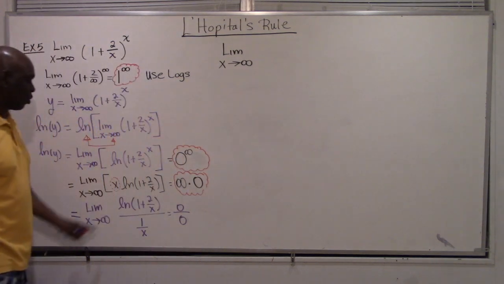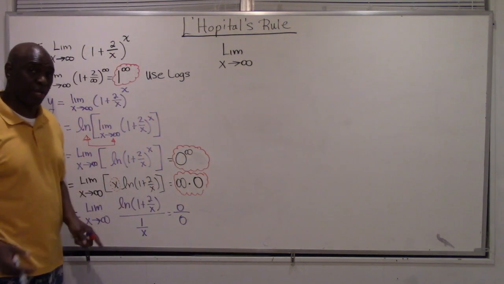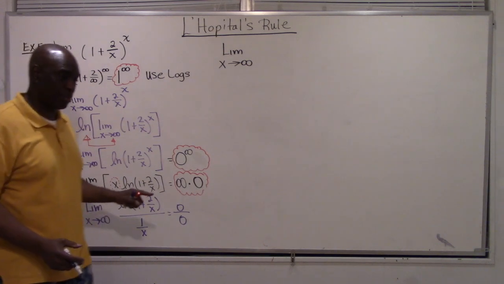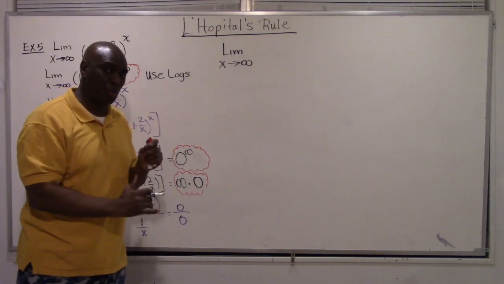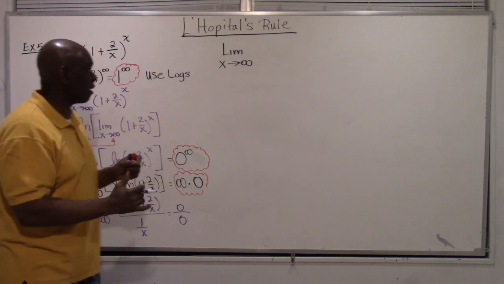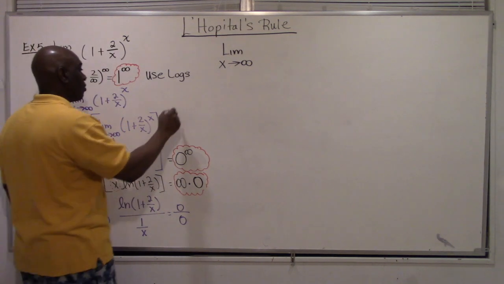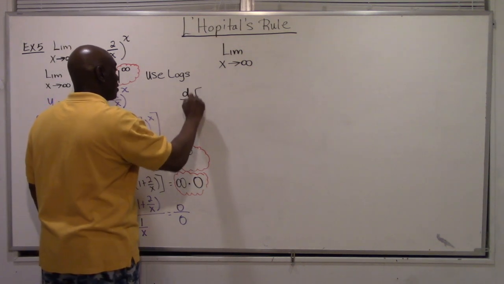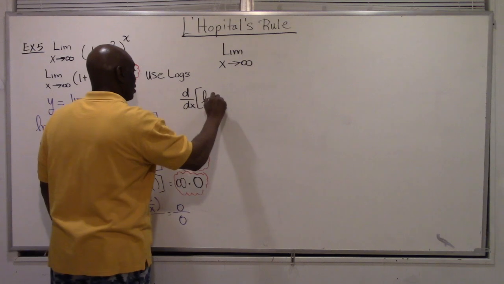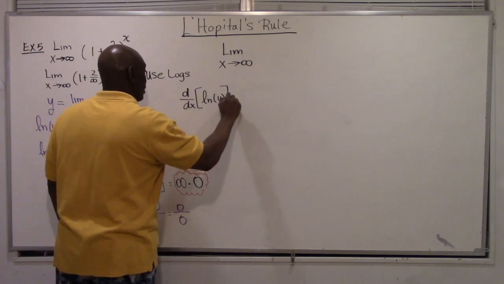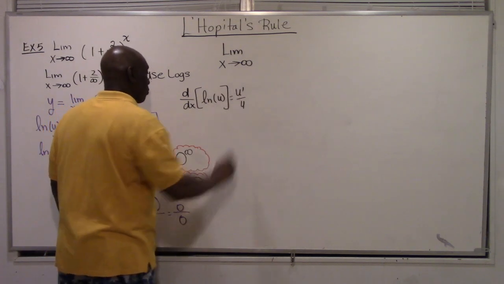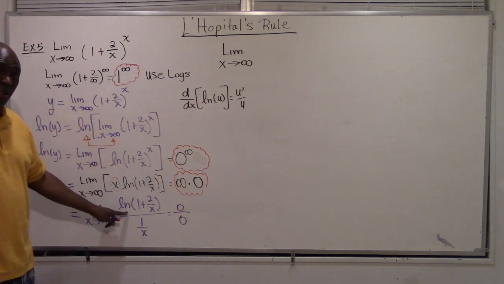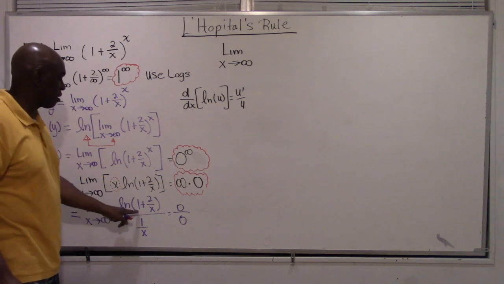All right, what's the derivative of my numerator? Remember, the derivative of natural log: the derivative of natural log of u equals u prime over u. Recall that? That's what we're dealing with right here with this natural log. So what's the derivative?